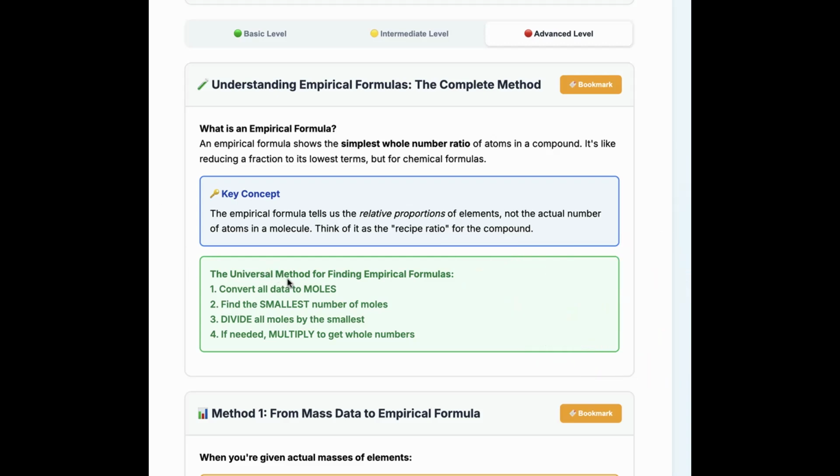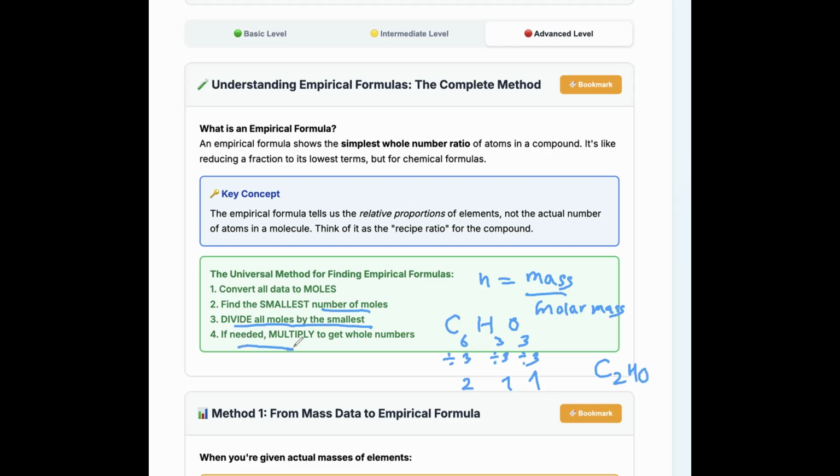So as per the steps here, the universal method for finding empirical formula: convert all data to moles. How do I convert it into moles? The number of moles is equal to the mass over the molar mass. Find the smallest number of moles and divide all the moles by the smallest number. Same as we did last time, CHO for example. Say I have 6 moles, 3 moles, and 3 moles. So I divide all the numbers by the smallest, which is 3. How did I get the moles? From mass over molar mass. 6 divided by 3 is 2, then 1, 1. So my ratio is C2HO.